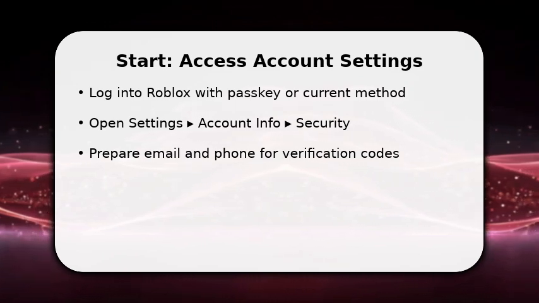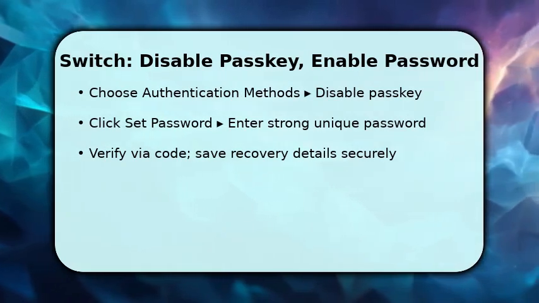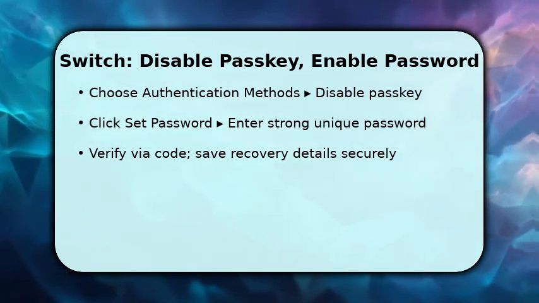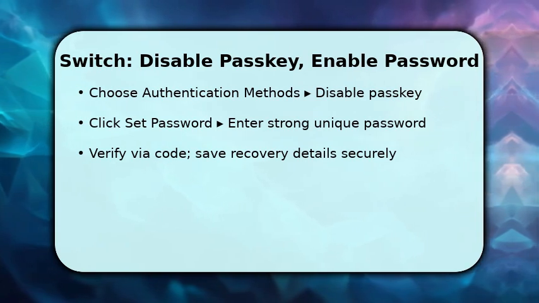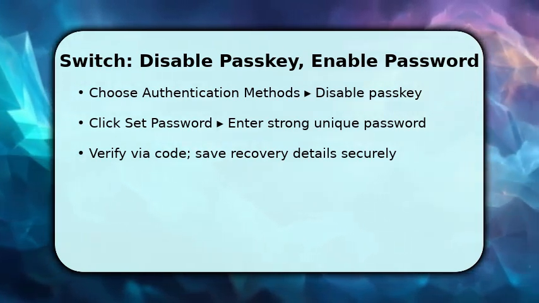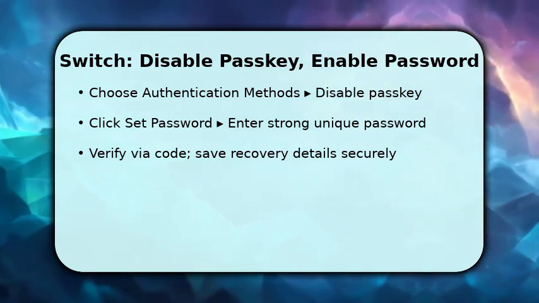You now disable the Passkey option and enable a traditional password. First, in Security, select Authentication Methods and turn off Passkey authentication. Roblox will prompt confirmation. Then choose Set Password and enter a strong, unique password. Use a mix of letters, numbers, and symbols to resist attacks.